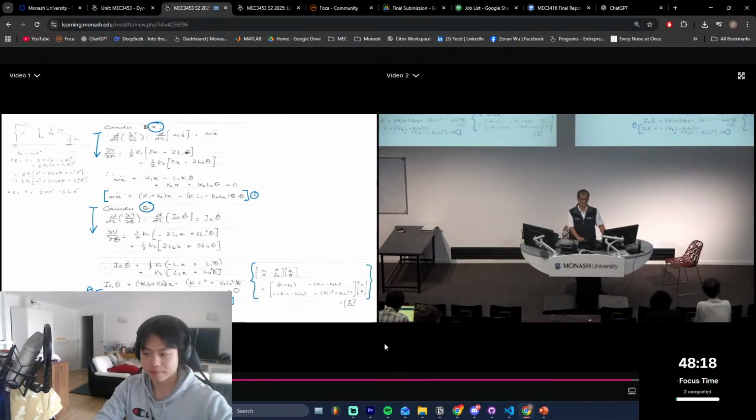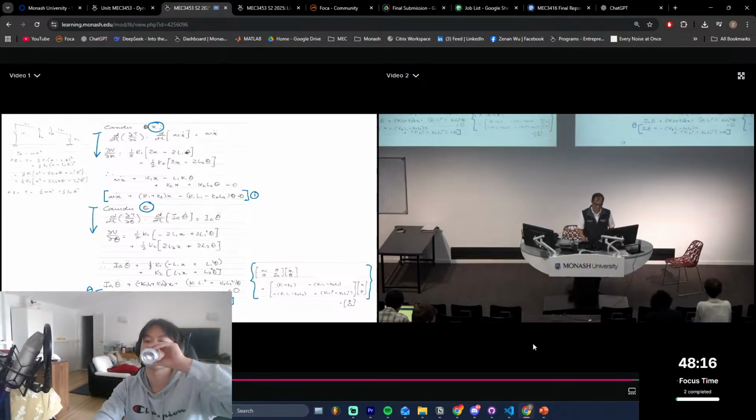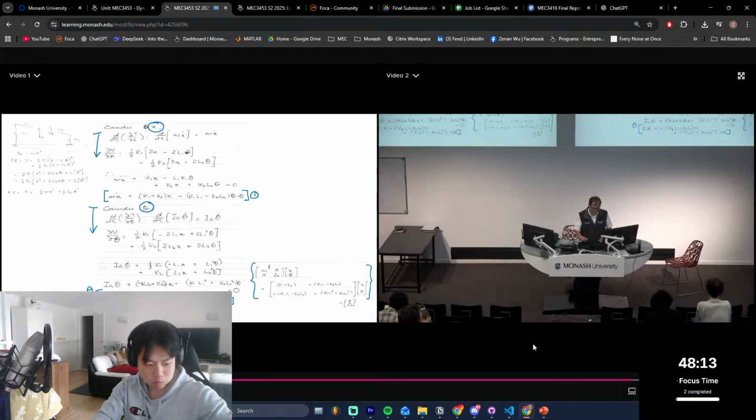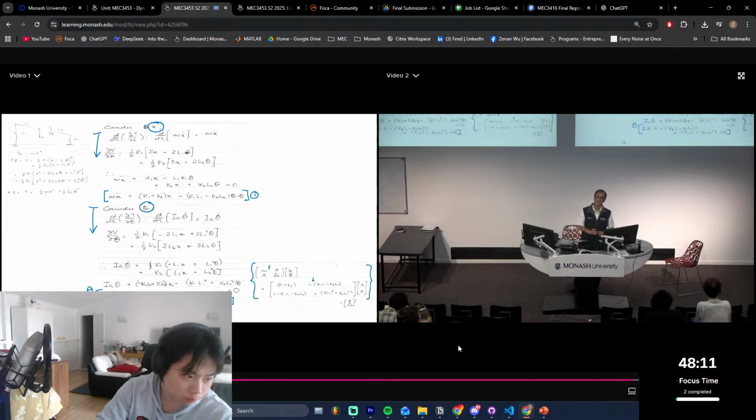This is what I have. Okay, x and theta. And this is my mass matrix, and this is my stiffness matrix. Right? Yeah, exactly.